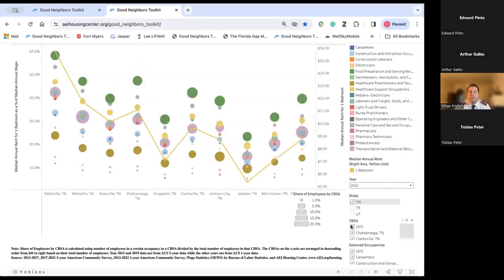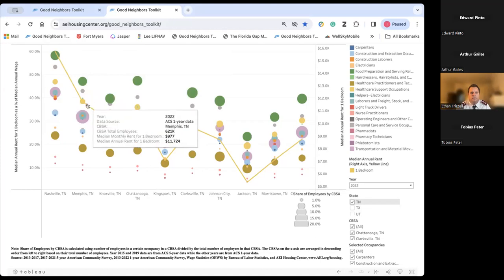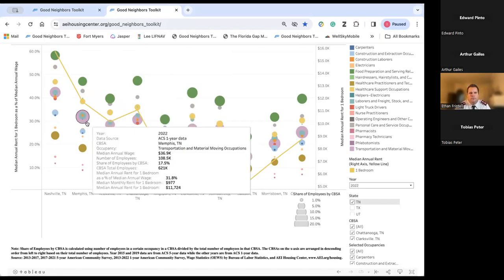Okay, so you're going to see Nashville on the far left, and it basically sets the mark for both rents and inability to afford those rents for many of the occupational classes. And you're hovering on the food prep, which is up at 60%. You can see some of the food prep is down at 40% for Knoxville. But if you look at the purple, which is what is purple? Transportation and material moving.